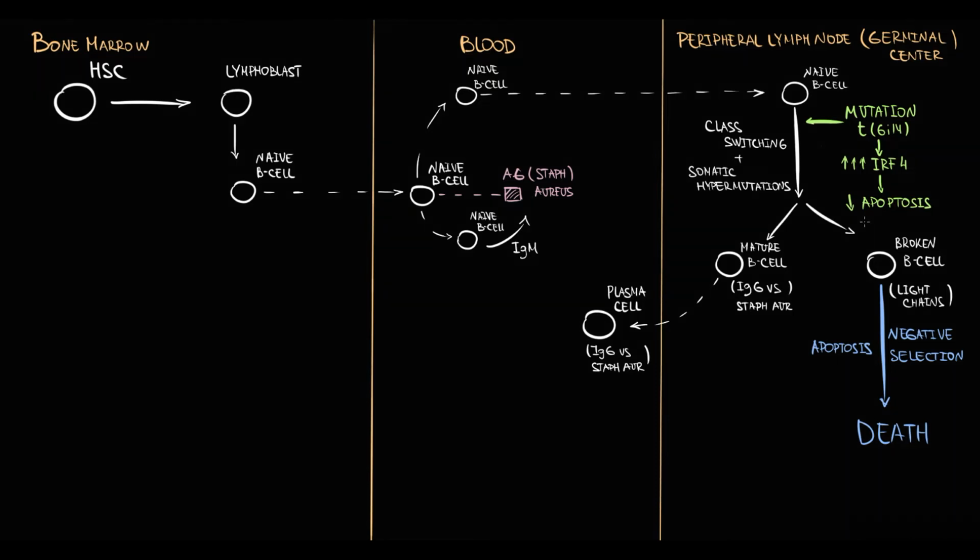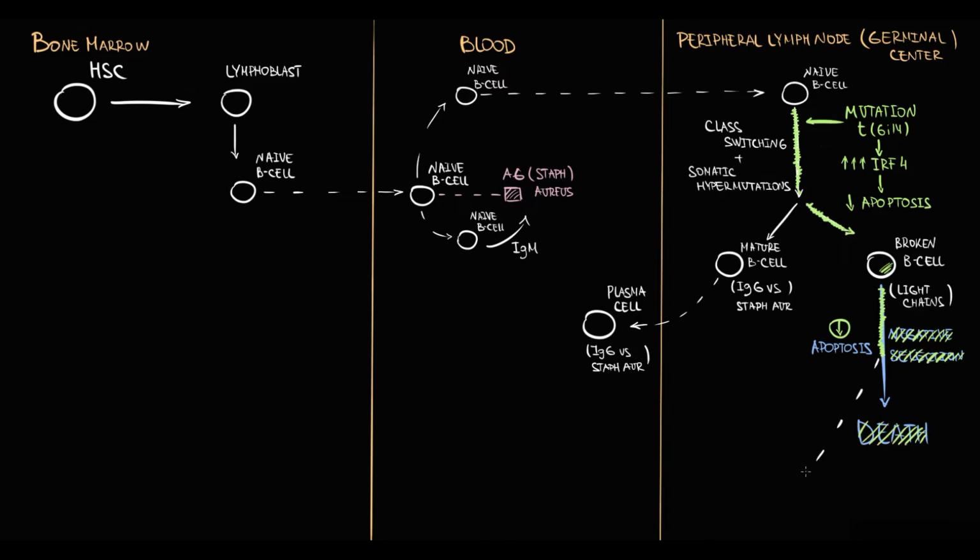Now there are two possibilities. If such a mutation occurs to a B cell that is unable to produce normal antibodies, normally such a cell will activate apoptosis and die in a negative selection. But in this case, overexpression of interferon regulatory factor markedly inhibits apoptosis and forces this B cell to live. And now we have an immortalized B cell that produces broken immunoglobulins. And then this broken B cell enters into the blood and becomes a plasma cell that can produce only immunoglobulin light chains.